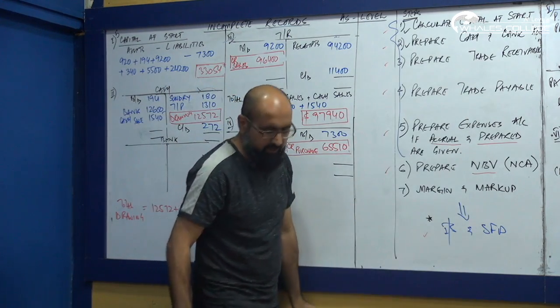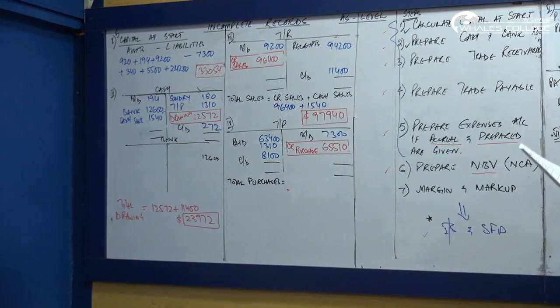Now the expenses account, only for those that have prepaid or accrued. Again in this question we have rent and insurance. One is prepaid, the other one is accrued.